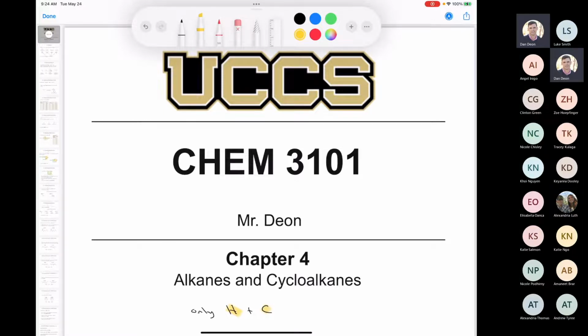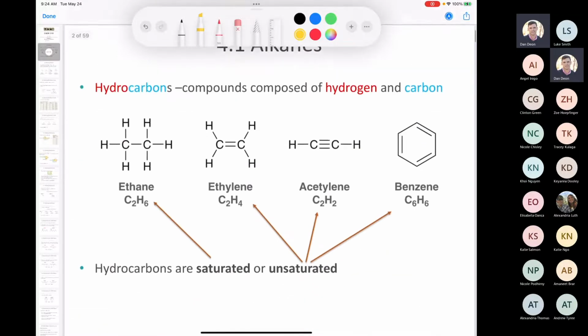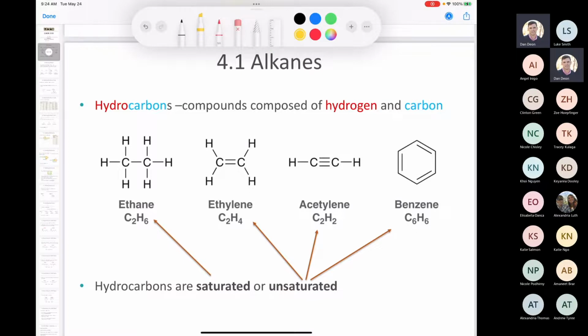So alkanes and cycloalkanes belong to a class of compounds that we refer to as hydrocarbons. So hydrocarbons are any type of compound that is composed of only hydrogen and carbon. Again, in this chapter, we're going to focus on alkanes and cycloalkanes. But besides alkanes, also falling under the umbrella of hydrocarbons would be alkenes, alkynes, and also aromatics. And you can see that we have some specific compounds here.